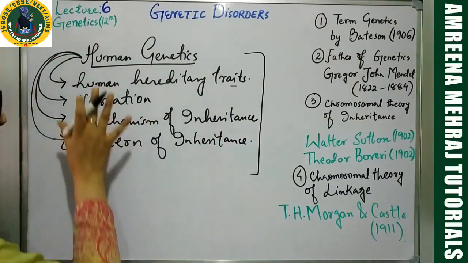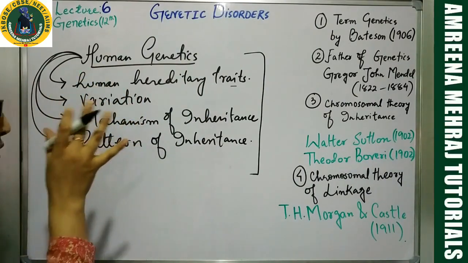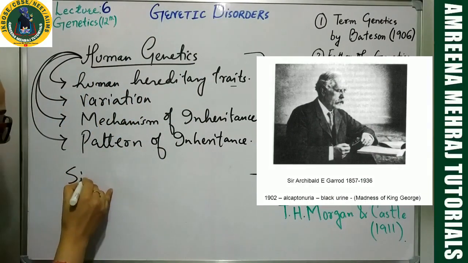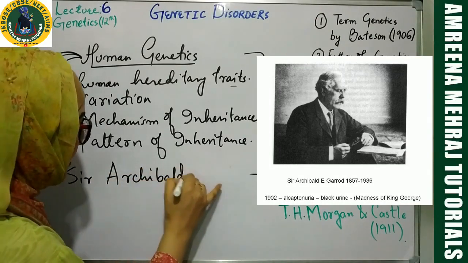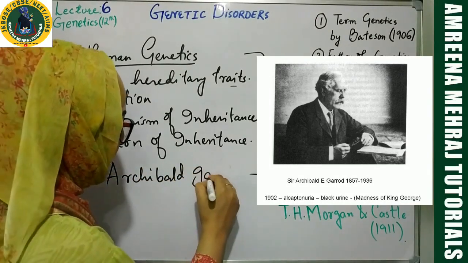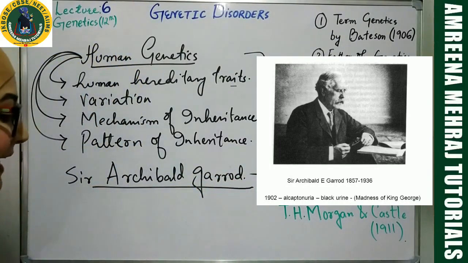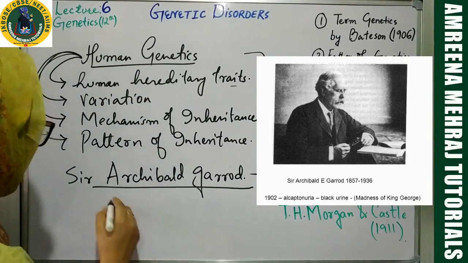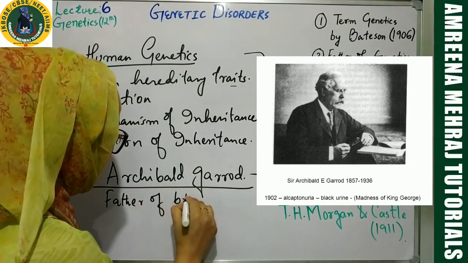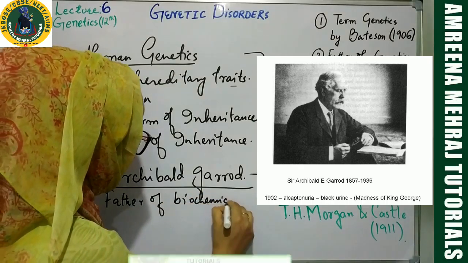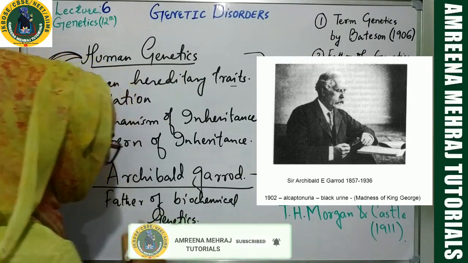So this field of human genetics came into view. There's a prominent name you have to remember over here, Sir Archibald Garrod. He is called the father of biochemical genetics. Okay, let me give you an idea.